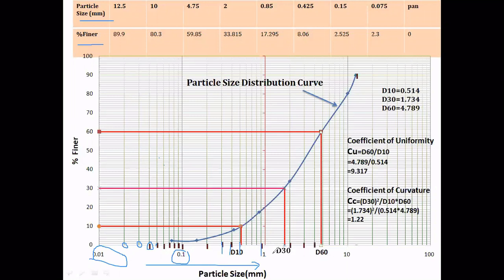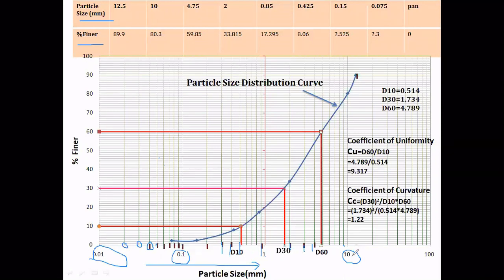Okay, then again 1 to 10, say 2, 3, 4, up to 9, and then this is 10. Okay, and from 10 to 100. So the x-axis consists of a logarithmic scale in which particle size in mm is represented, and the y-axis is percentage finer, a graph from 0 to 100%. Now, first for 12.5 mm, we have percentage finer as 89.9. So let's start with this.